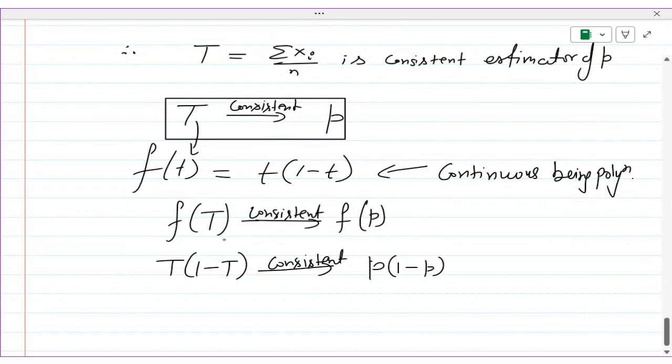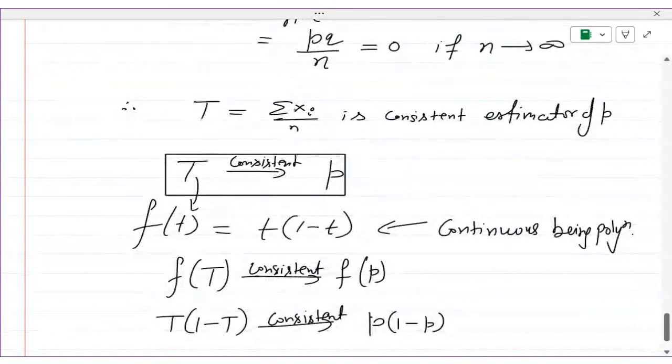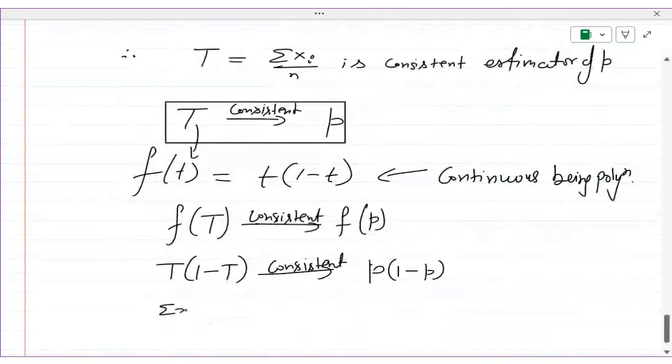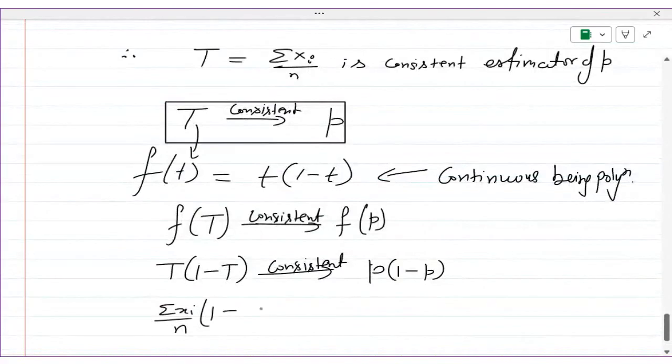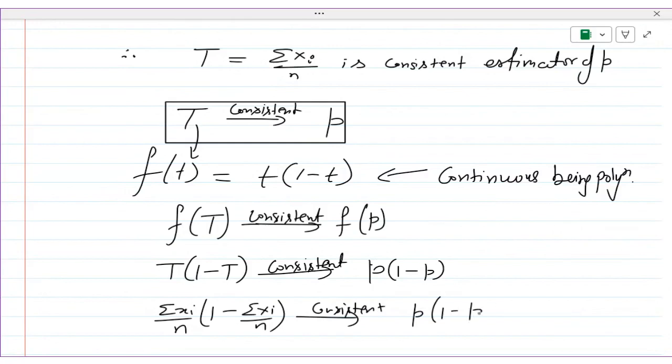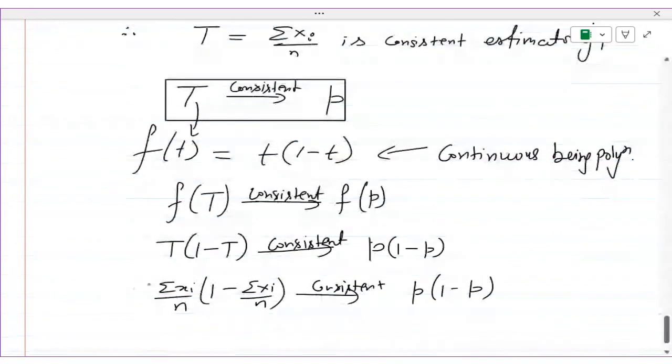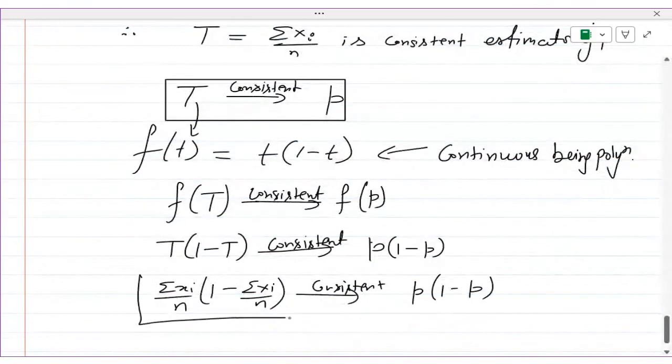So what is t here? T is basically the sum of xi upon n. So if you put it here, we get the sum of xi upon n into 1 minus the sum of xi upon n is a consistent estimator of p into 1 minus p. Any doubt, students, in this? Is this clear?